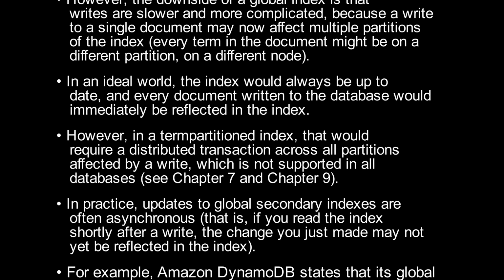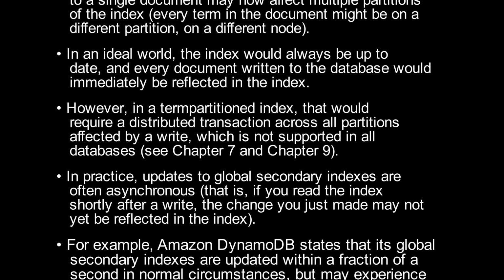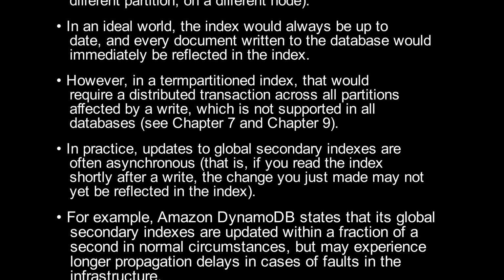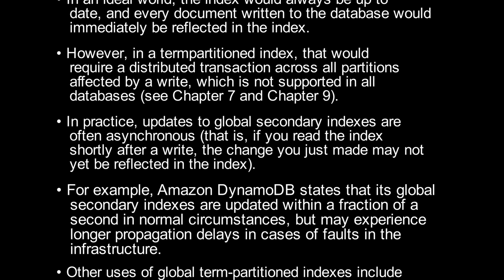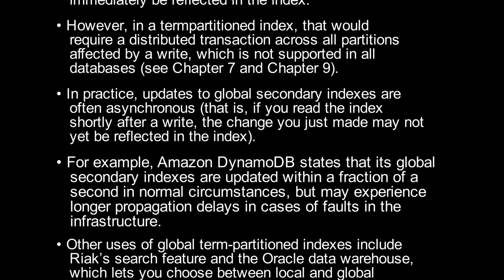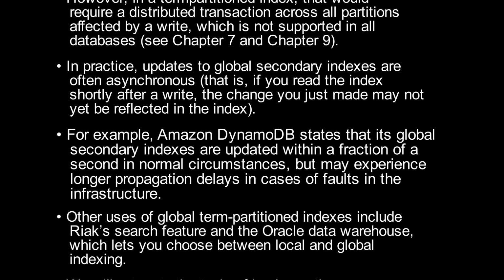In practice, updates to global secondary indexes are often asynchronous. That is, if you read the index shortly after a write, the change you just made may not yet be reflected in the index. For example, Amazon DynamoDB states that its global secondary indexes are updated within a fraction of a second in normal circumstances, but may experience longer propagation delays in cases of faults in the infrastructure.